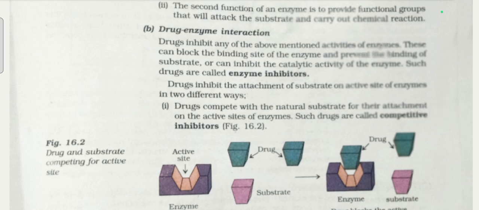Drugs inhibit any of the above mentioned activity of enzymes. These can block the binding site of enzymes and prevent the binding of substrate or can inhibit the catalytic activity of the enzyme. Such drugs are called enzyme inhibitors. Drugs inhibit the attachment of substrate on active site of enzymes in two different ways. First, drugs can compete with the natural substrate for their attachment on the active sites of enzyme. Such drugs are called competitive inhibitors.